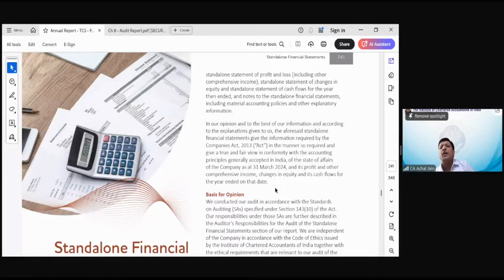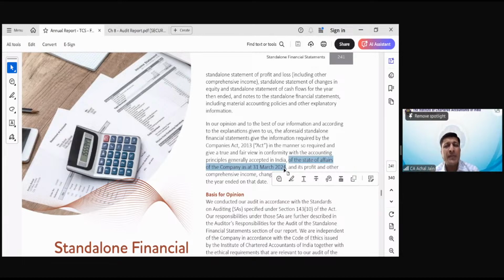Aforesaid financial statements give the information required by the Companies Act in the manner so required, and now this is important, give a true and fair view in conformity with accounting principles generally acceptable in India. Further, in relation to all the components of the financial statements, let's understand what he says. So he's saying that they provide a true and fair view in respect of the statement of affairs of the company.